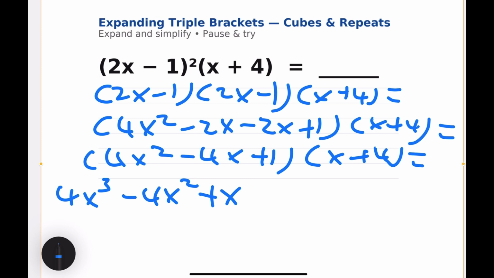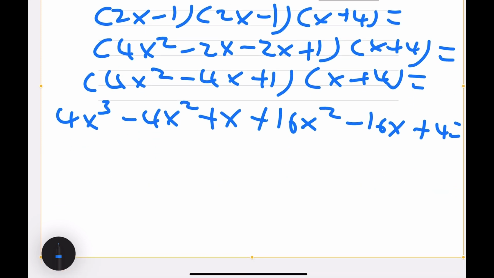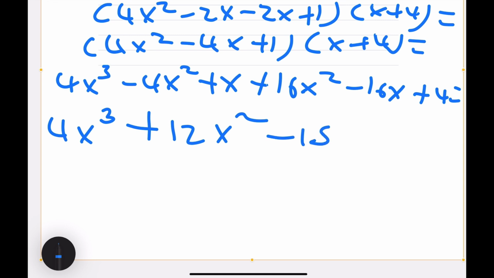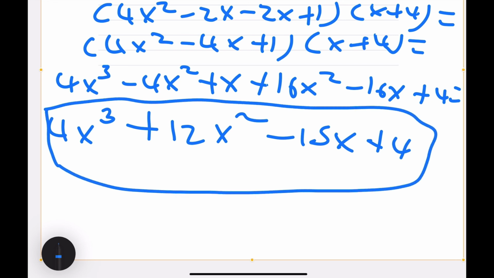And now we can multiply the 4 by everything on the left. So we get 16x squared minus 16x plus 4. And now we can simplify this by collecting all the like terms. So we get 4x cubed plus 12x squared, as 16 minus 4 is 12. And then x minus 16, well, that's going to be minus 15x, as the difference between 1 and 16 is 15, but we know it's going to be negative as we are taking away the bigger number. And then there is only one integer, so it's just going to be plus 4. So the final answer would be 4x cubed plus 12x squared minus 15x plus 4.